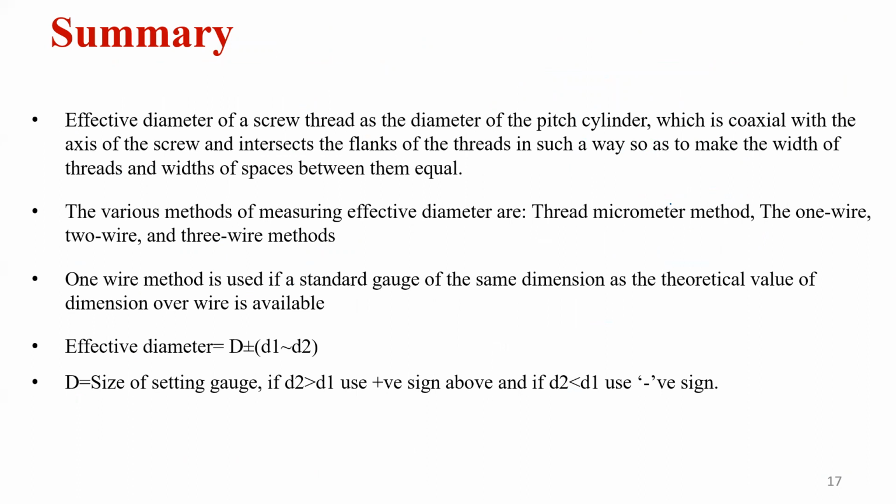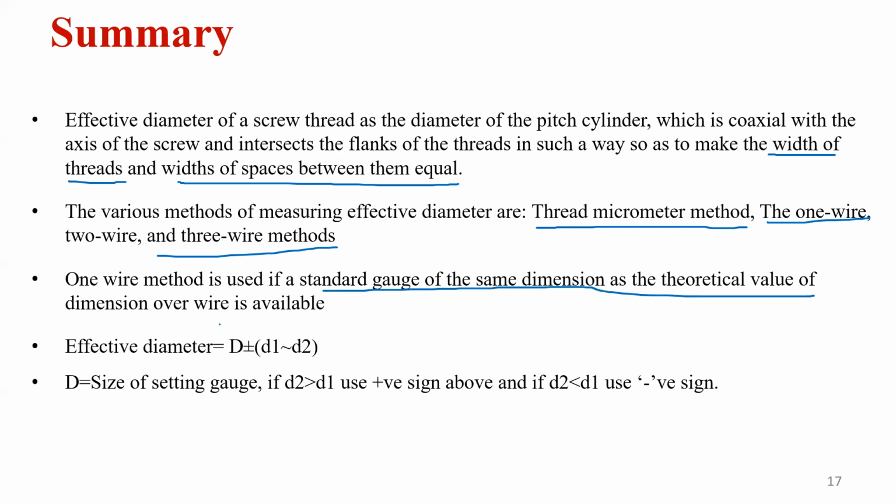Now we will summarize the contents. What is the effective diameter? The effective diameter is the diameter at which the width of the threads and the width of the spaces between them are equal. The various methods used for measuring the effective diameter are the screw thread micrometer method, the one wire method, the two wire method, and the three wire method. The one wire method is used if a standard gauge of the same dimension as the theoretical value of the dimension over the wire is available.